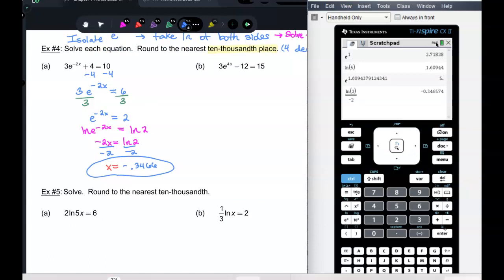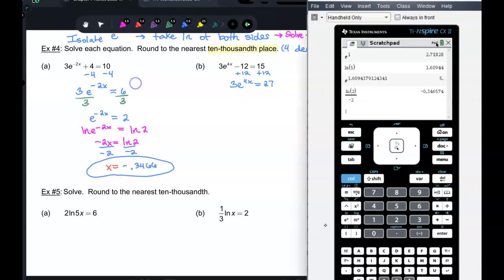We should be able to use a calculator on these questions. If you plugged x back in to this side, we should get 10. Okay, first thing, what do you want to do? We add 12 to each side. We get 3e^(4x) equals 27. Good.